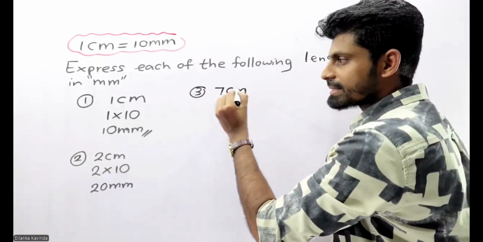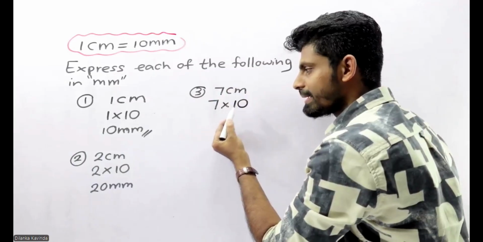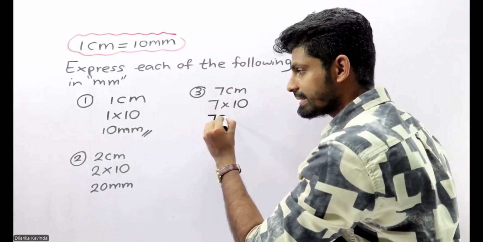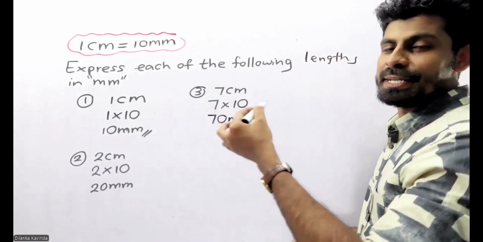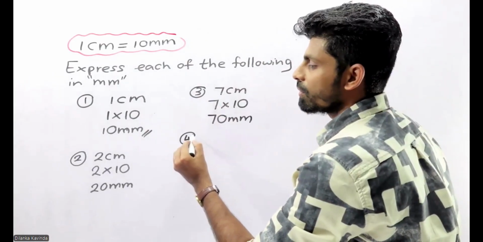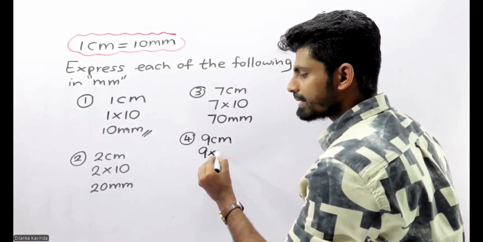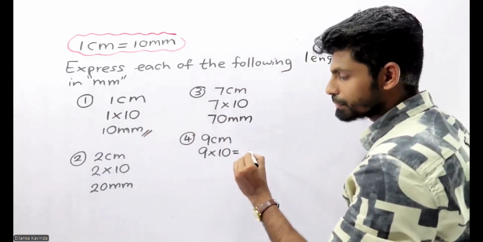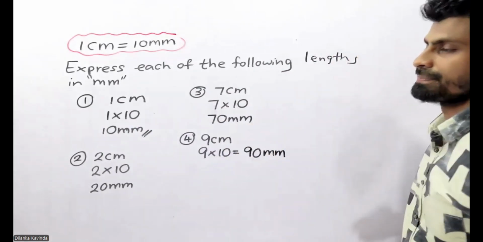7 centimeters. That means 7 multiplied by 10. You need to put a 0, so that means 70 millimeters. 7 into 10 is 70 millimeters. Question number 4, 9 centimeters, 9 multiplied by 10 equals 90 millimeters.